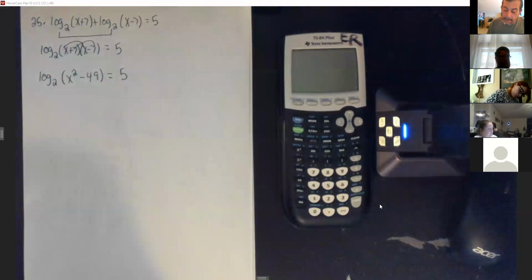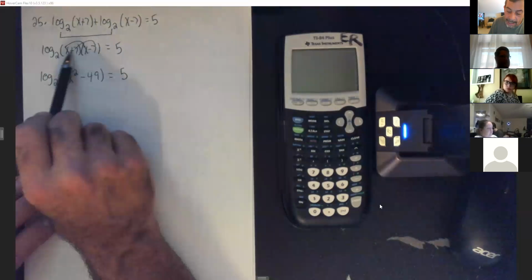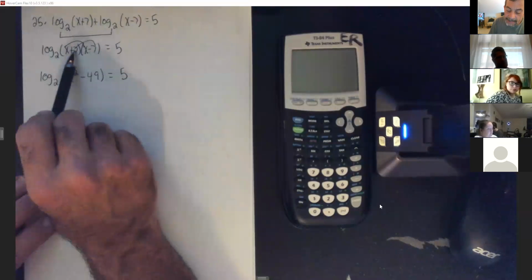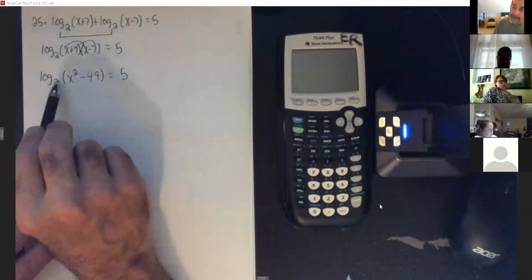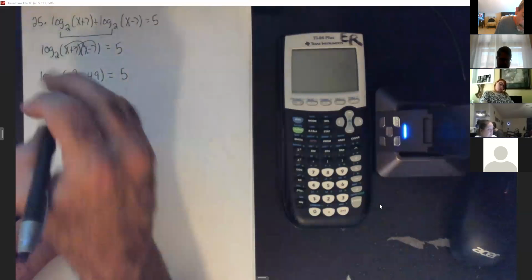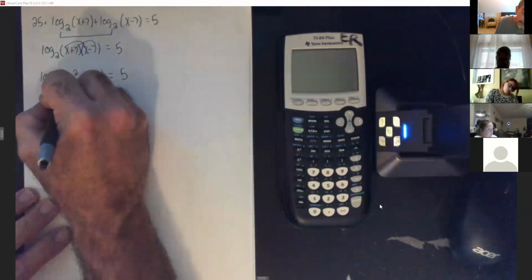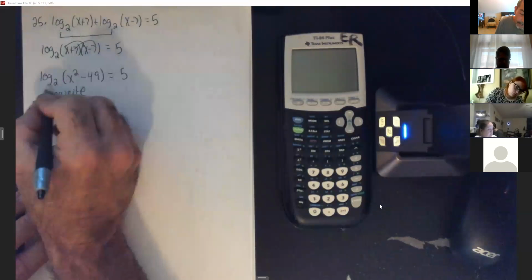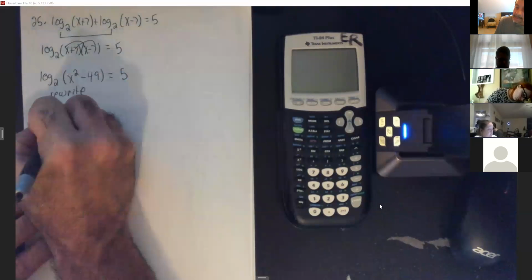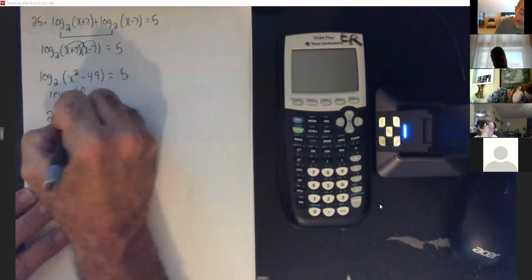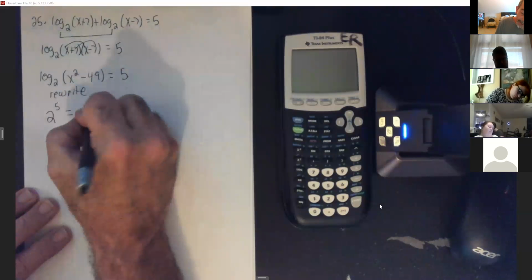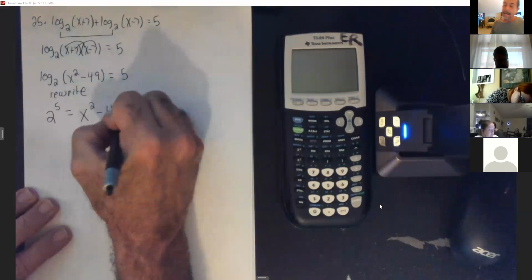All right, so conjugate pairs, you don't have to FOIL the whole thing because the positive 7x's and the negative 7x's always cancel on those. All right, so here we go. I'm going to rewrite it as exponential. Base is 2. Exponent is the 5. And 2 to the 5th has to equal x squared minus 49.